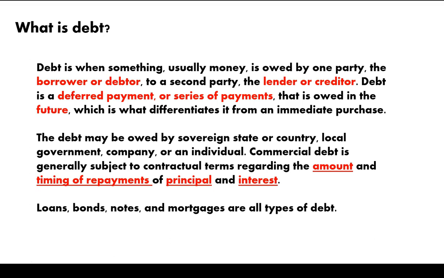So again, that goes back to the example of buying a house or going to college. You can't pay for it immediately, so you go into debt to pay for it, and you pay for it over a series of payments. Second paragraph, the debt may be owed by a sovereign state or country, local government, company, or an individual.